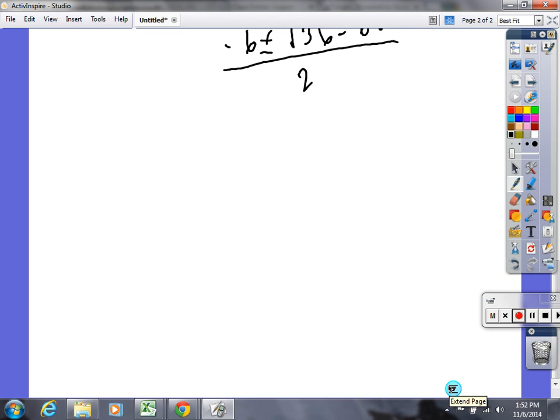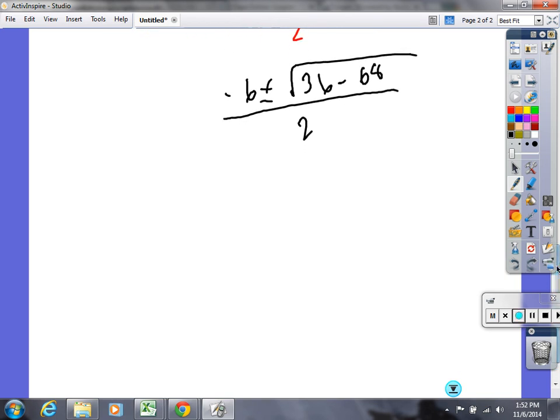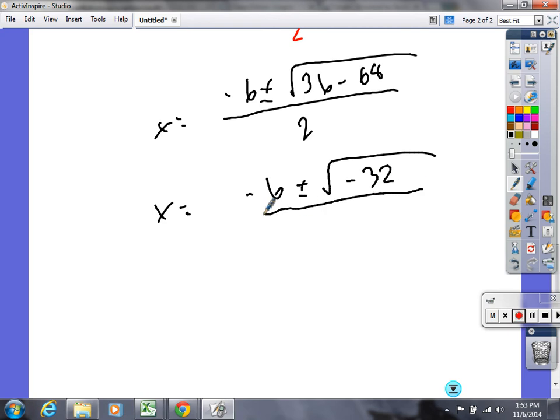I'll make sure everybody has the same thing. Can you go up one? Okay, right. Or do you want the next part of it? Okay, so this is now negative 6. By the way, this is equal to x here, right? I forgot to do this. Negative 6 plus or minus the square root of negative 32 over 2.